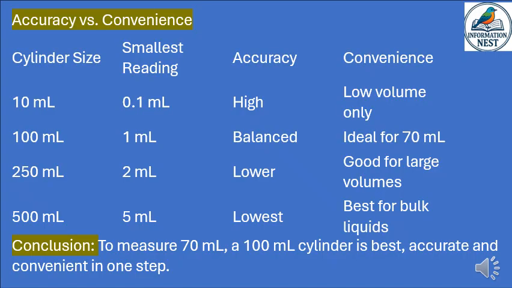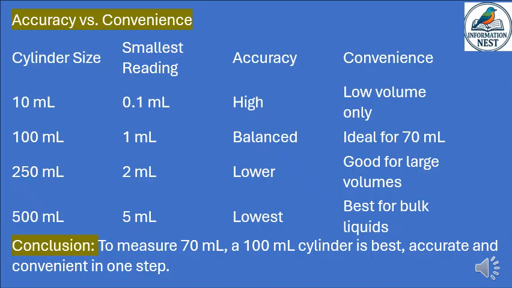Alright, children, let's play a little lab deductive game. You have got to measure 70 ml of liquid, but which measuring cylinder should you choose? Let's compare your options using two key ideas, accuracy and convenience. Here is the lineup. The 10 milliliter cylinder is super accurate, can measure down to 0.1 milliliter, but it's only good for tiny volumes. Measuring 70 ml with this, you will be pouring all day.